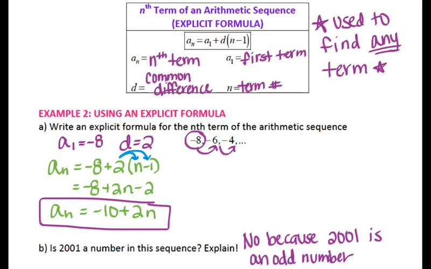And every term in the sequence is even. That's just to get you to think about your sequences, think about the pattern, and see if you can apply it further.